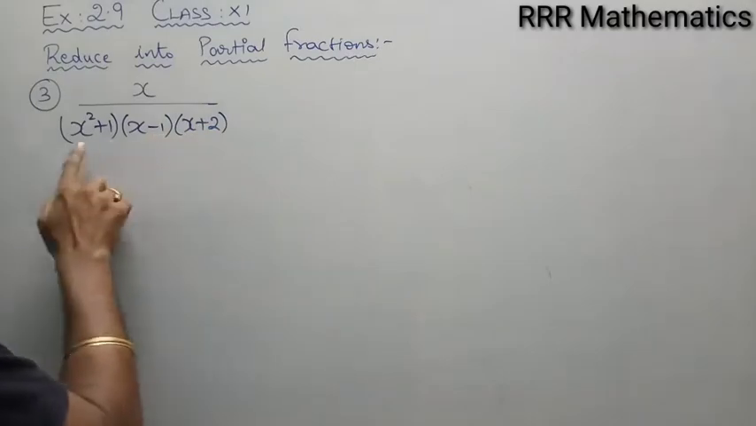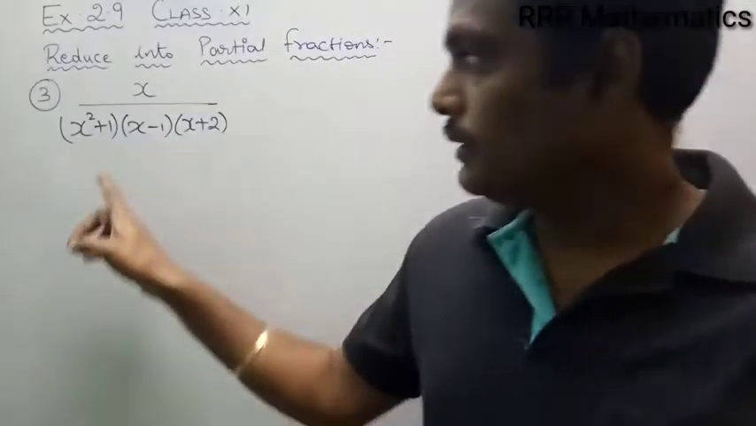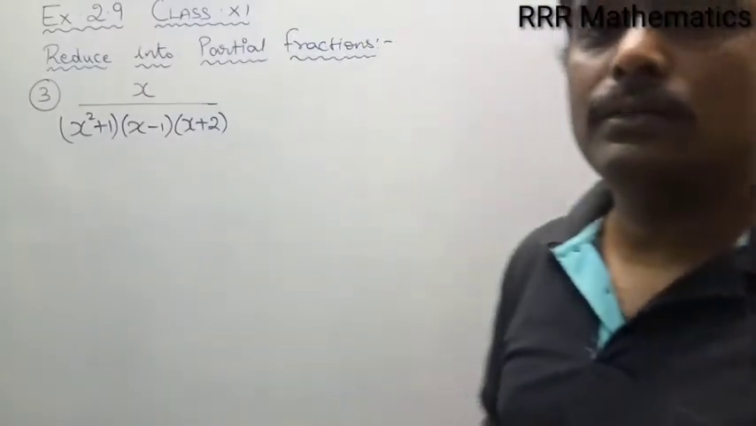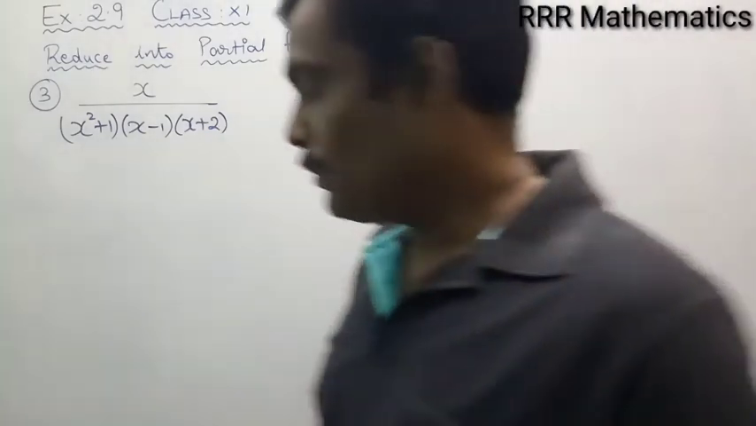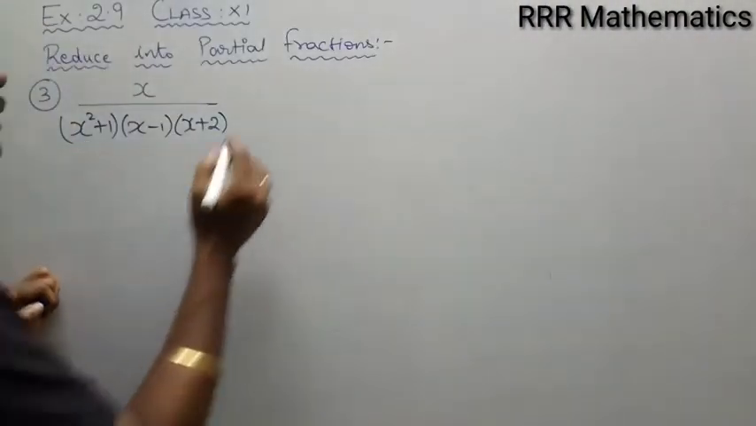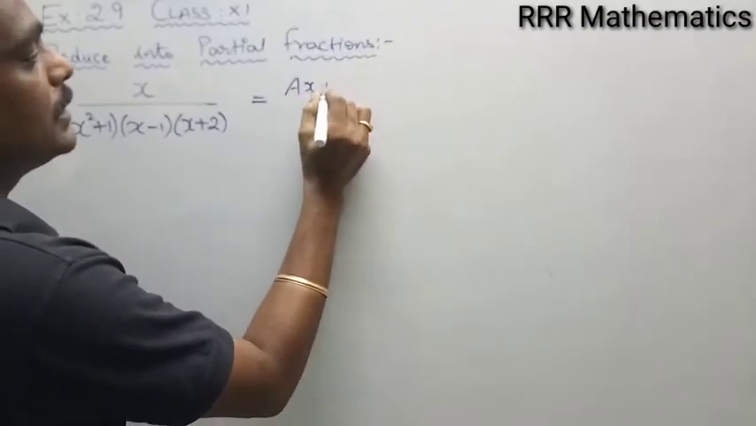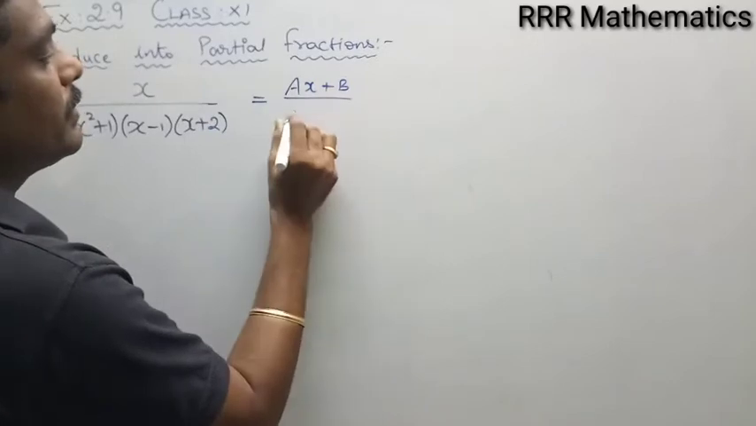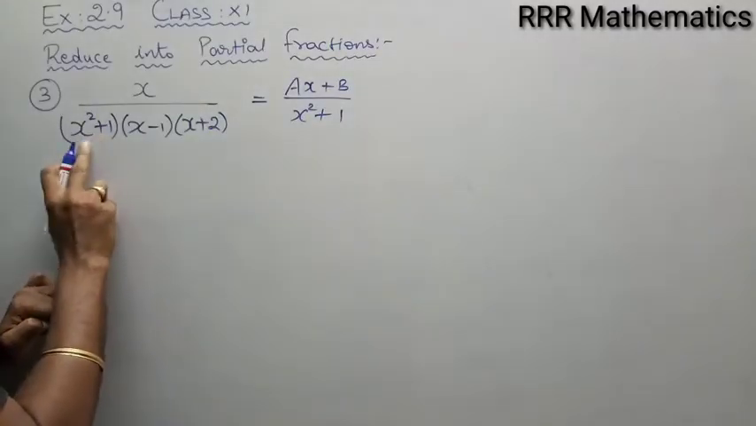This is linear, this x square plus 1 is a quadratic one. Is it possible to factorize this x square plus 1 using a real root? No, I cannot factorize this x square plus 1. Suppose you cannot factorize, if you have a quadratic one, you wanted to write the general form of linear, some constant a x plus some constant b, divided by x square plus 1.